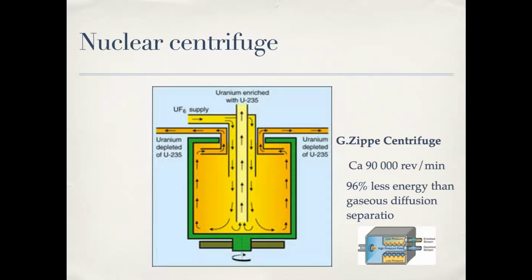So this is how that centrifuge works. It's a drawing of that centrifuge. We have 1 inlet and 2 outlets. Through the 1 inlet, the mixture of the uranium isotopes is pushed into the centrifuge. Actually, it's in the form of a gaseous substance, which is uranium hexafluoride.